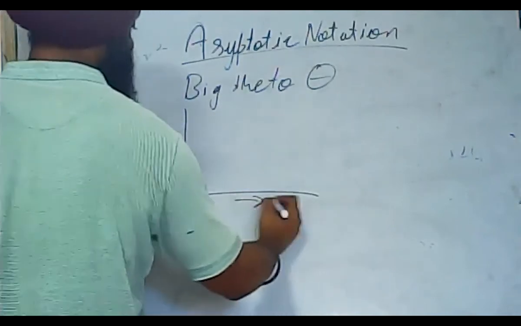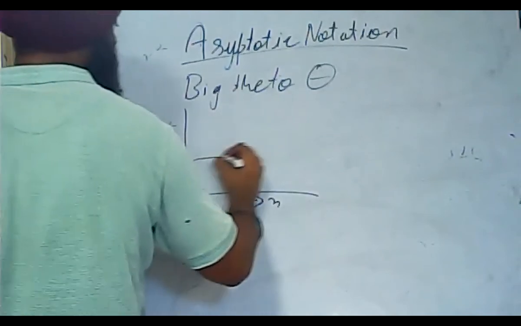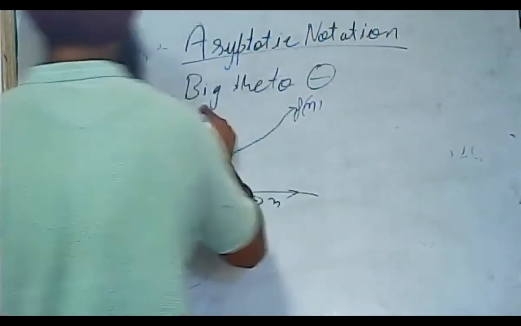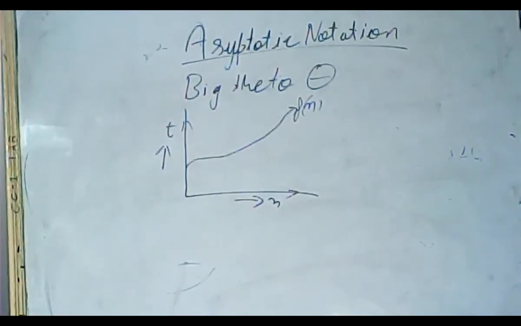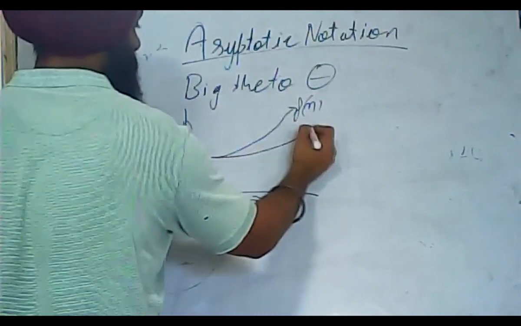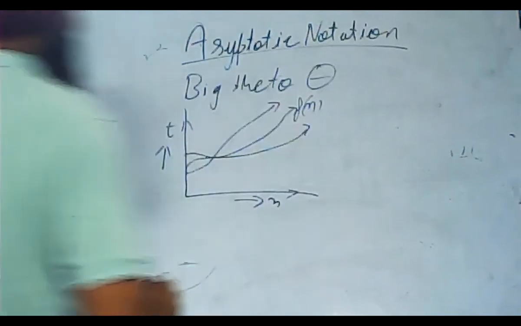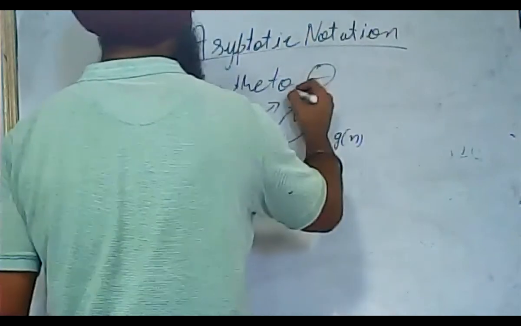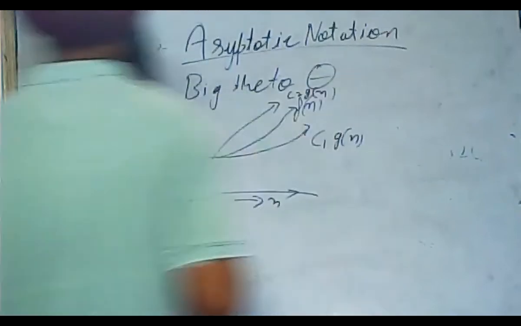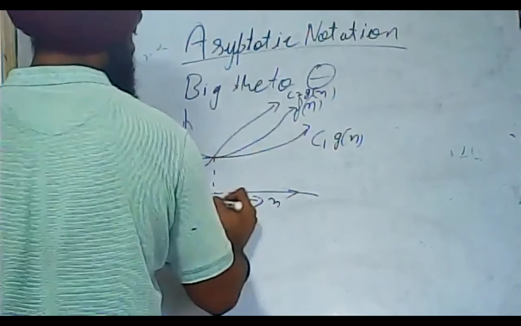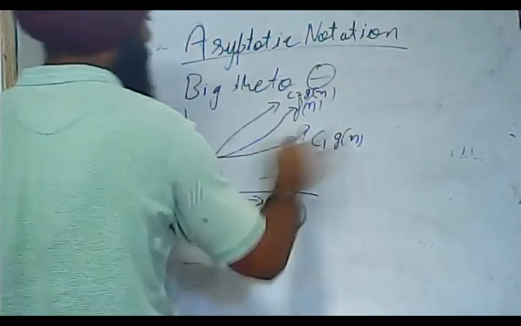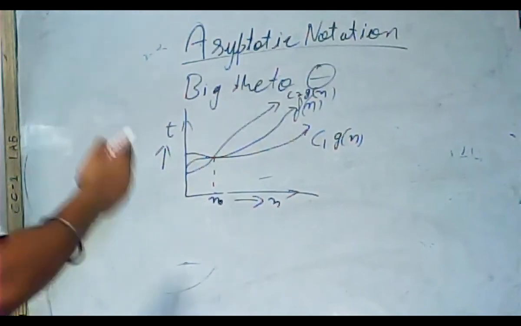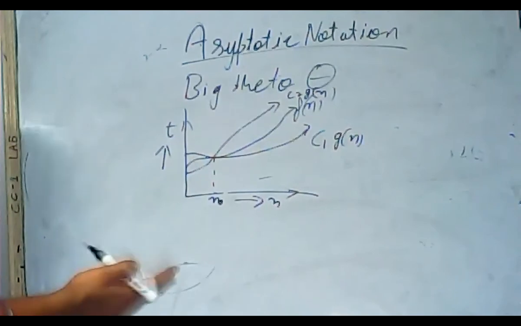So what is big theta now? I'll draw the graph again. Here, this is our f of n, and there are both upper bound and lower bound. What is lower bound? We will name it as C1 G of n. What is upper bound? We will name it as C2 G of n. And after some value of n naught, for all values of n, this condition should be true. So such a function that bounds it in upper limit and lower limit, that is called big theta.